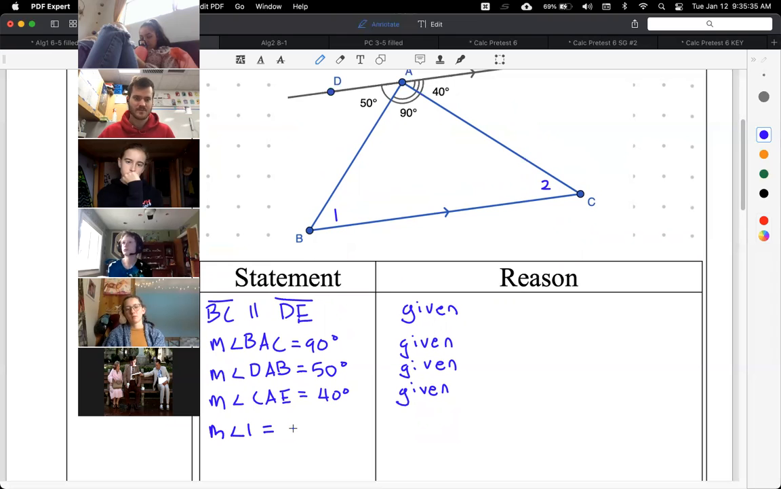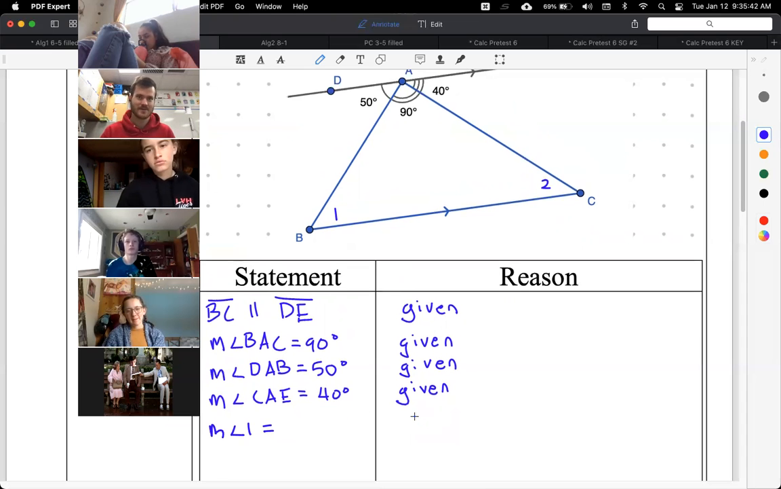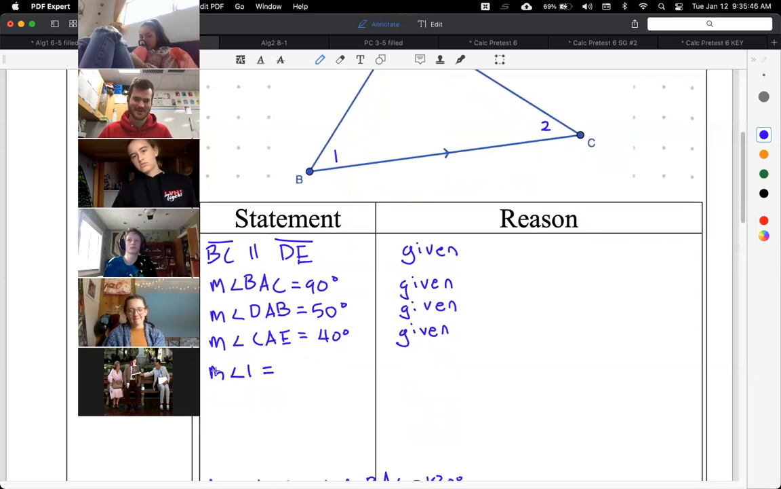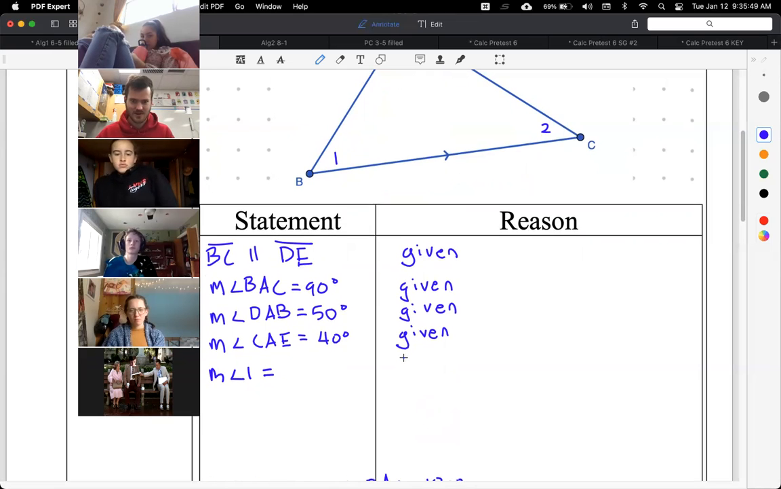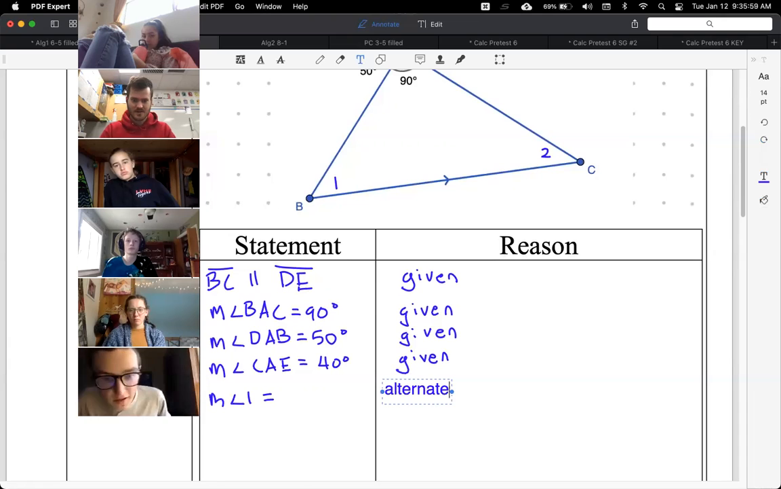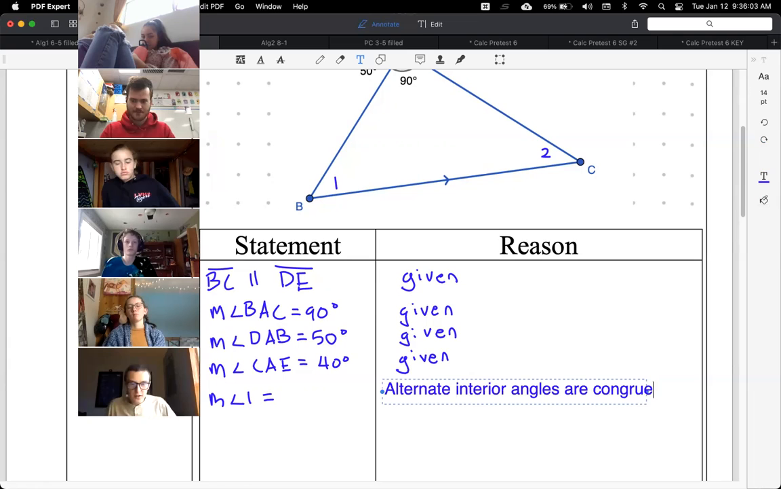Oh, are you there? He turned off his camera. He might have left. Well, let me write down what he said, and then someone else can fill in. This is exactly like the homework question. Maybe the homework question would be better written. Wyatt gave part of the answer, but you need to fill in the rest of them because he left on Zoom. His reason was alternate interior angles are congruent, and my writing is taking too long because of lag, so I'm going to type alternate interior angles are congruent. What is the measure of angle 1?